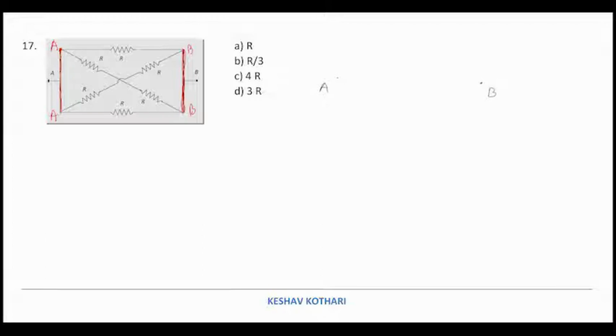The first resistance, which is this one, is directly connected with B. So I say there is the first network which is equal to R. The second network, which I consider as this one, is having two resistances, so we call it 2R. So the value is equal to 2R. The third one, which is this diagonal, is again offering the same resistance 2R. And the lowest one is offering a resistance equal to R.